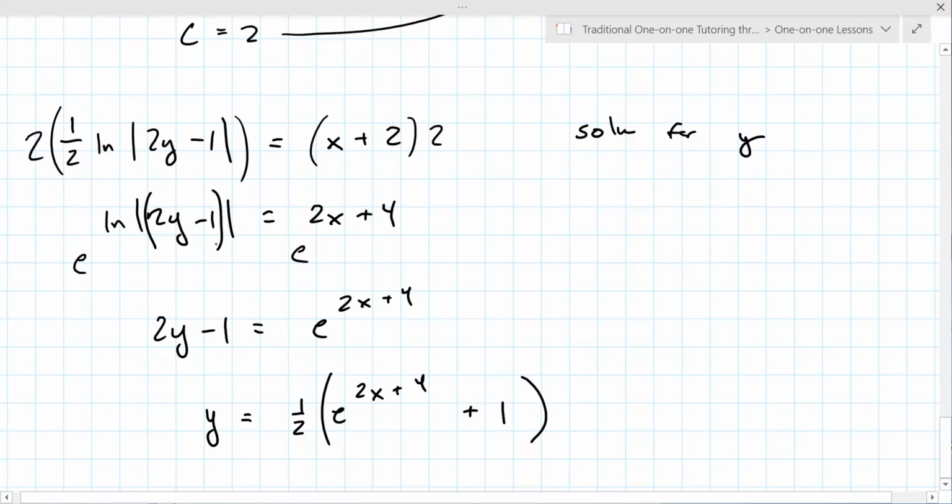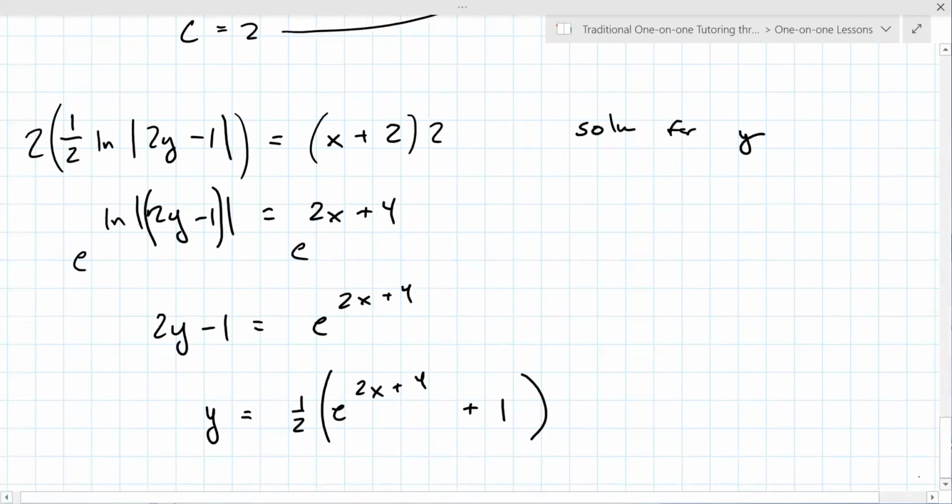Wait, so then you just add the 1, and then you divide it by 2, right? Yeah, 1/2 each side. Okay, right, like e to the 2x plus 4 plus 1 over 2. Yes, that works. If you can get this far on your own, you're really doing well. You really understand everything.